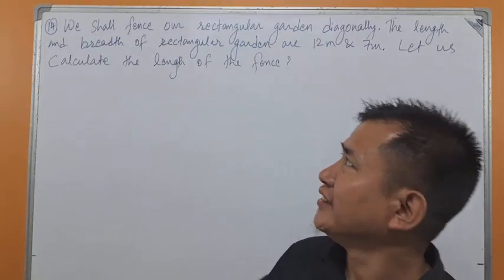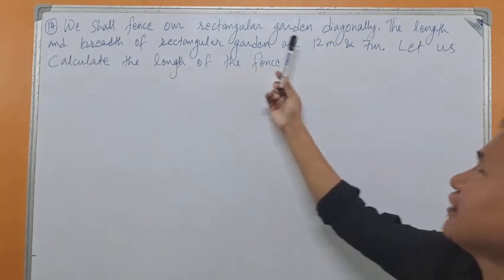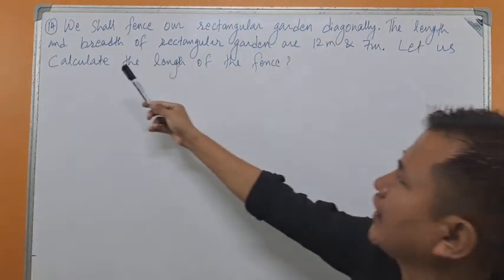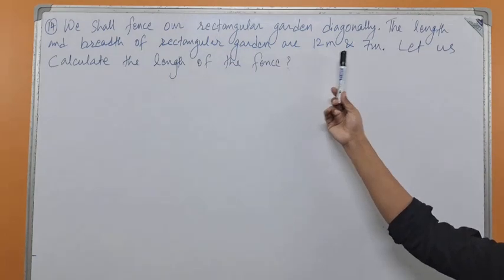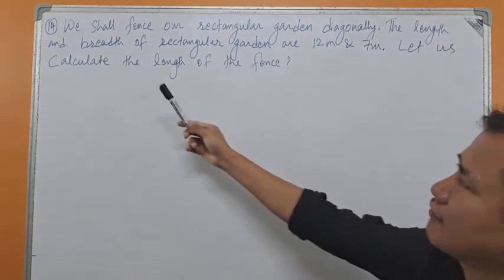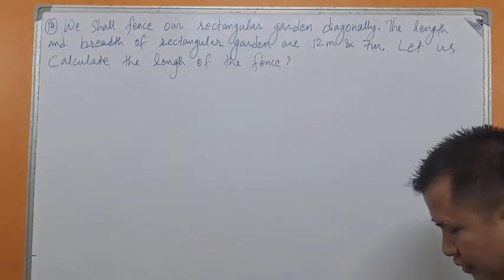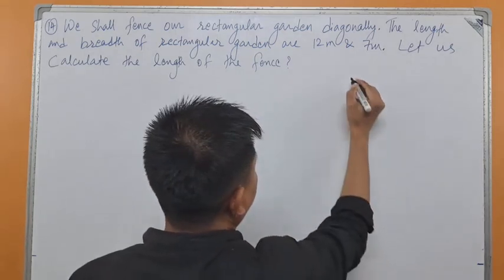Question number 14. We shall fence a rectangular garden diagonally. The length and breadth of rectangular garden are 12 meter and 7 meter. Let us calculate the length of the fence. So we have a rectangular garden here.